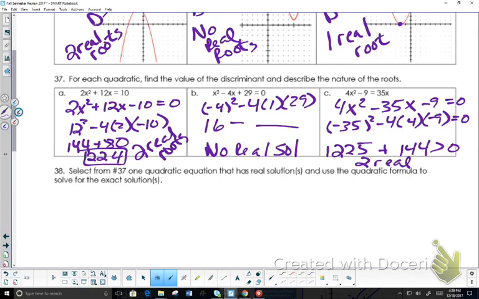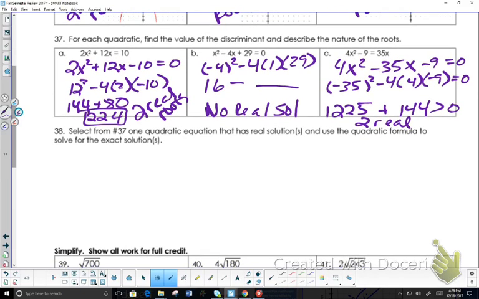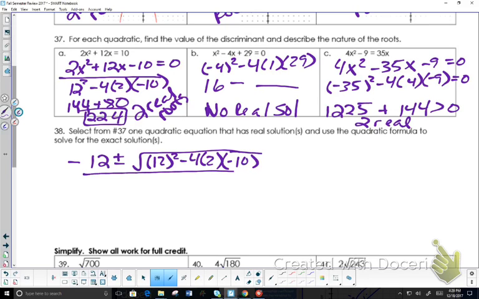Let's see, select one of the above that has real solutions and use the quadratic formula. So I vote we use A since it has smaller numbers. So once again, I'm going to use this right here. I do negative b plus or minus the square root of b squared minus 4ac all over 2a, which means I got negative 12 plus or minus the square root of 12. We already did the discriminant. The discriminant is 224, and it's all over 4.